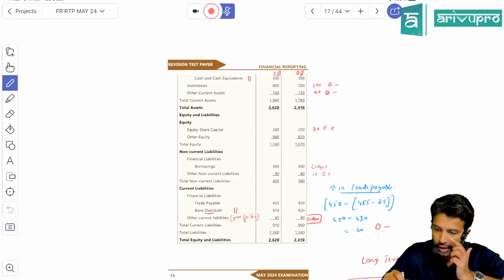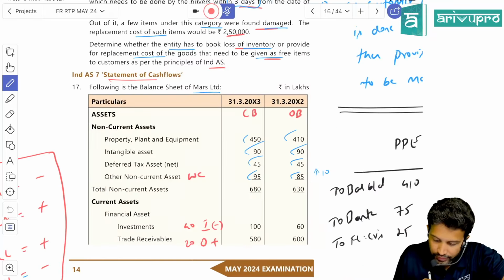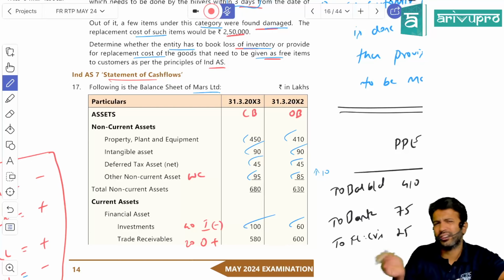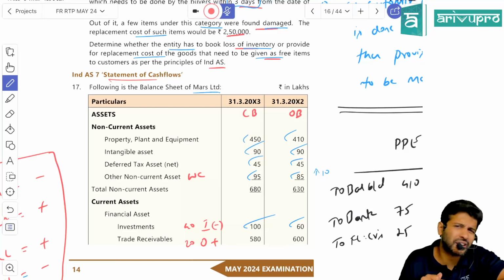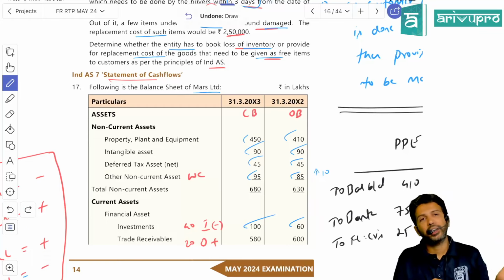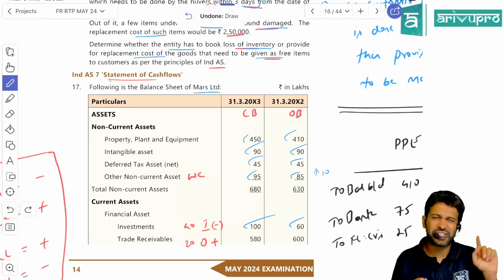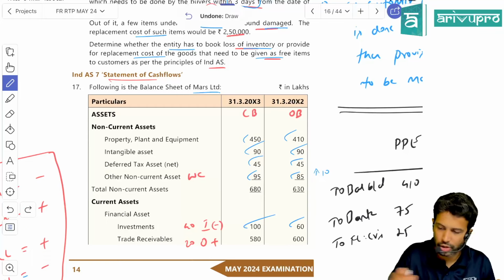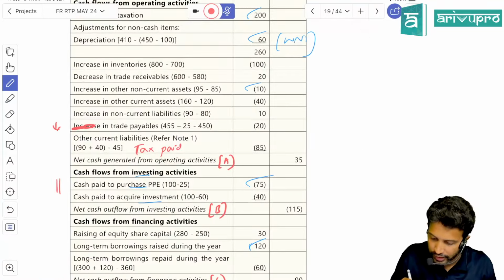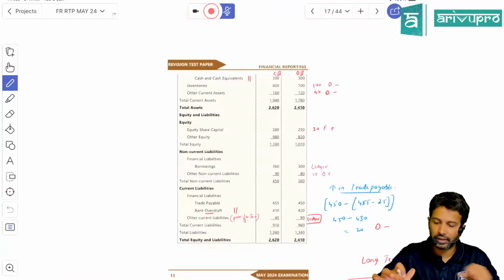Okay, next, what is the next one? Investment. 60 became 100. From 60 it has become 100, which means we have purchased additional investment. So what about sale? We read the information. There is nothing about investment. 60 has become 100, so obviously it's due to an increase. We have purchased additional investment worth 40 lakh. Investment purchase is what activity? Investing activity, as an outflow. So have they shown 40 under investing activity as negative? Check. Investing activity, acquiring investment, 40 they have shown as negative. So that part is covered.